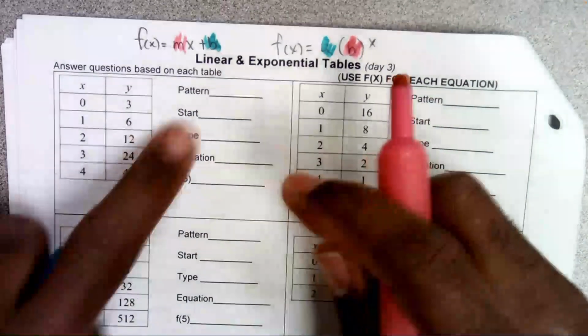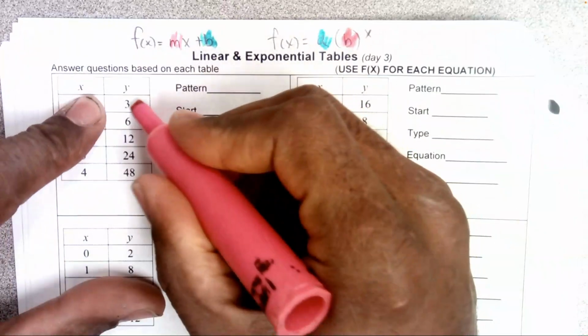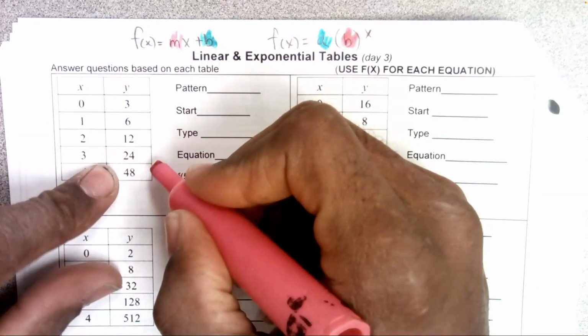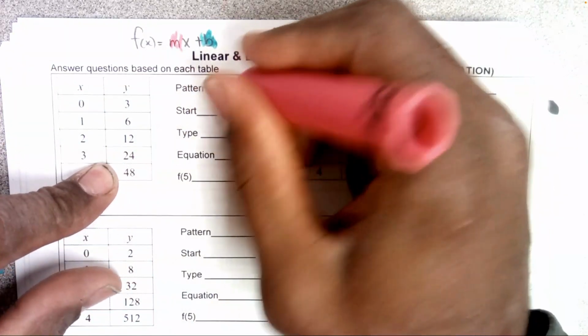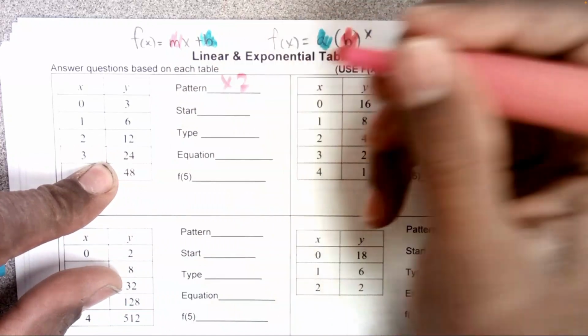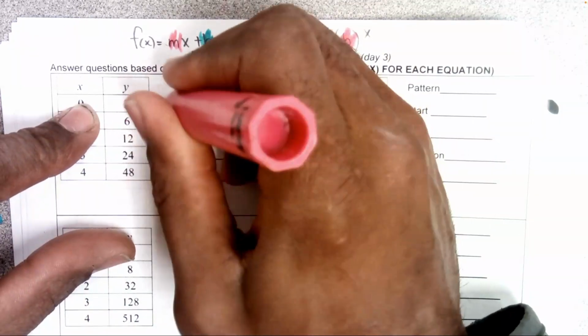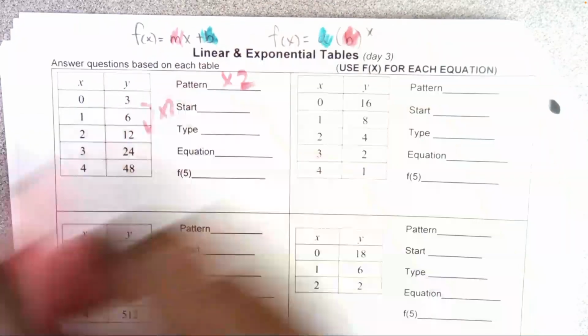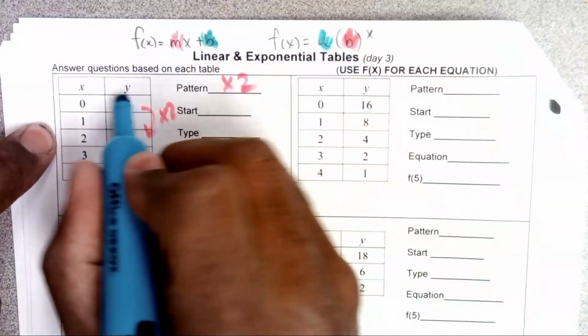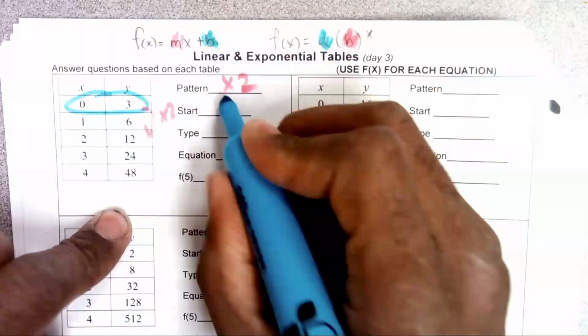All right, so if we're looking at this one, what's the pattern? As we go from 3 to 6 to 12 to 24, we're multiplying. That's a multiplication pattern. So we're multiplying by 2 every time. And then where do we start? Well, we always look for where x equals 0. So we're starting at 3.